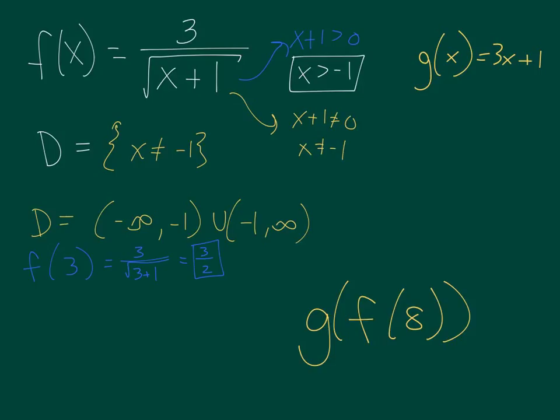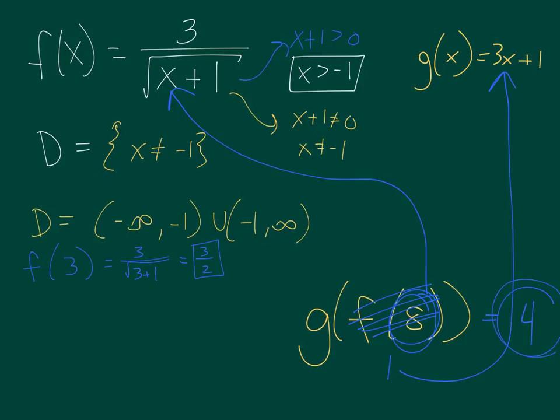Chandler? 4. Okay, again, take this 8, plug it in up here first into f of x. You'll get 3 over radical 9, which is 3 over 3, which is really a 1. Replace this with a 1. Do g of 1. So take that 1 and plug it in here. 3 times 1 is 3, plus 1 is equal to 4 as our answer. Okay, so work your way inside out. Always do what's inside the parentheses. You know that from PEMDAS, right? Always do inside the parentheses first. Then work your way outward. Questions on this?